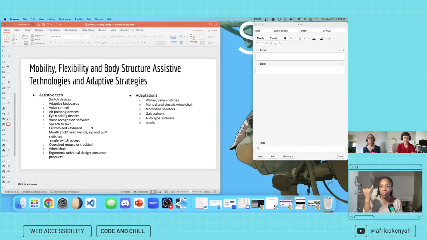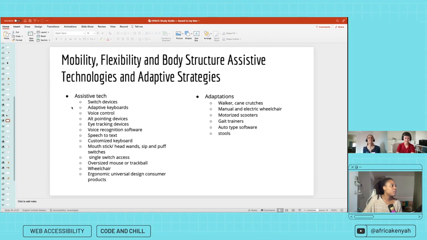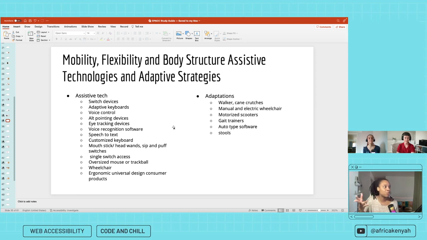All right, we have voice control. So if you can't use your hands, you can use your voice, right? We talked about the pointing devices, eye tracking. There's voice recognition software, speech to text, customized keyboards. We talked about those mouth sticks. We talked about head wands. So the head wands are if you have use of your head, right? Because some people may only have use of their eyes. Sip and puff is for if you can't use any of those other things. Oversized mouses or trackballs are another good thing. Wheelchairs, and then adaptations are things like walkers, canes, crutches, manual and electric wheelchairs, motorized scooters, gait trainers, auto-type software, and stools.